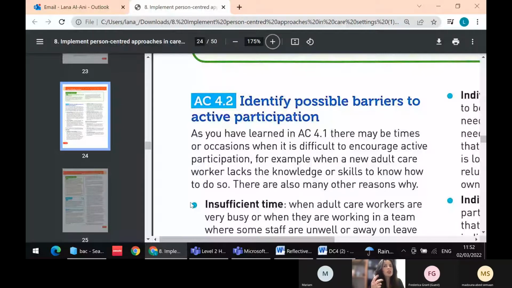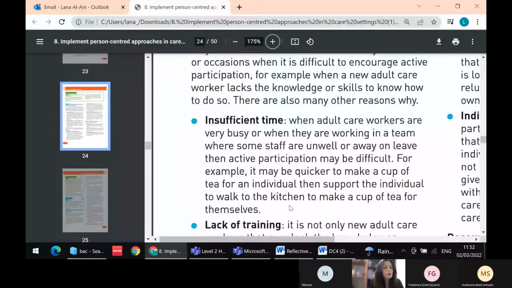Some of them are related to the people who work in care, such as insufficient time. A care home worker might be busy because they take care of so many clients, or maybe some of the team are unwell or on annual leave, and that will make it very difficult for this person to encourage active participation in his or her client.